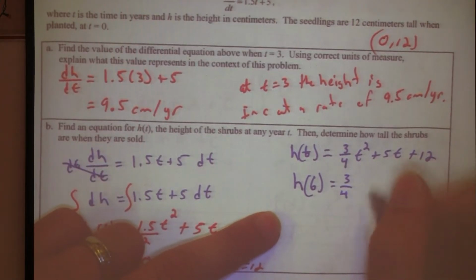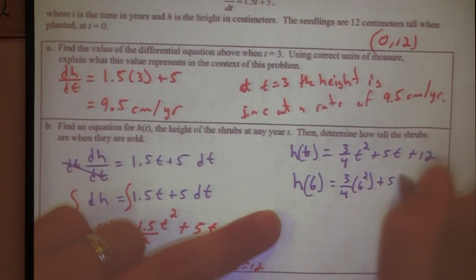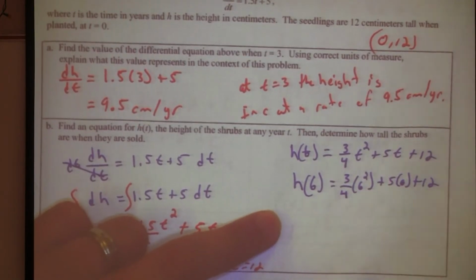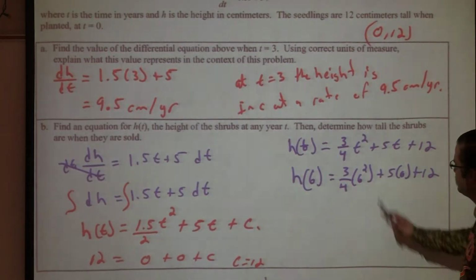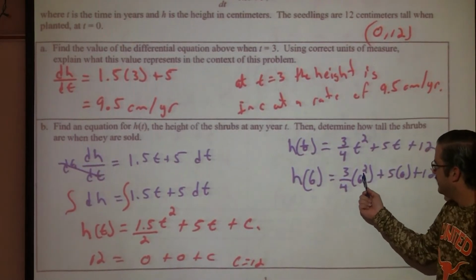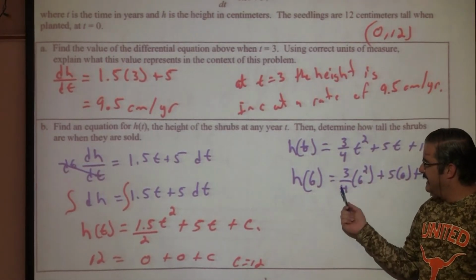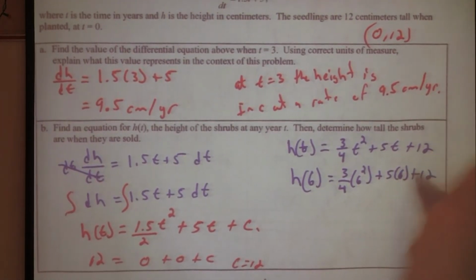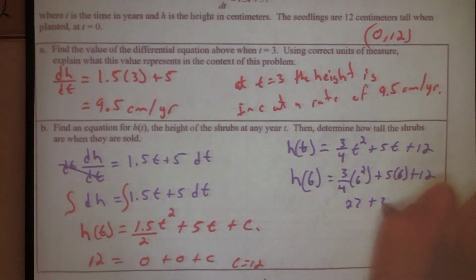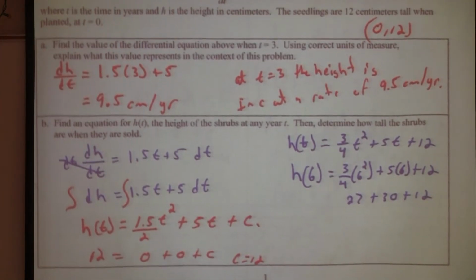So 3/4 times 6 squared plus 5 times 6 plus 12. Without a calculator, how am I going to do this? Let's try. 6 squared, what's that? 36 times 3? No way. 36 divided by 4, that's easier. 9 times 3? 27. So we got 27 plus what? 30 plus 12? 57 plus 12?